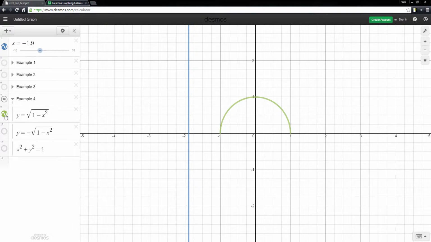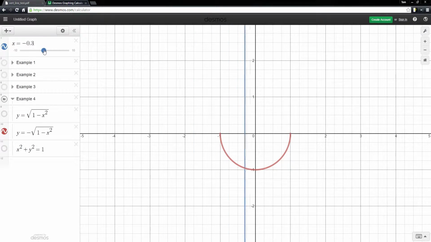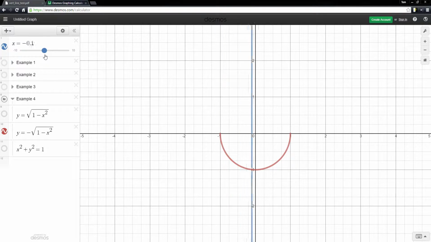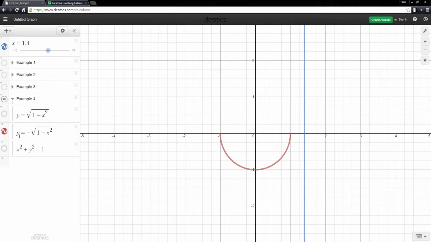So if I look at this one, it also does define y as a function of x right here. It is the bottom half of the circle, and so it passes the vertical line test. This does define y as a function of x, and you can see it's in that format right here. So this is a really important thing to understand, and we'll talk about this in the next video.